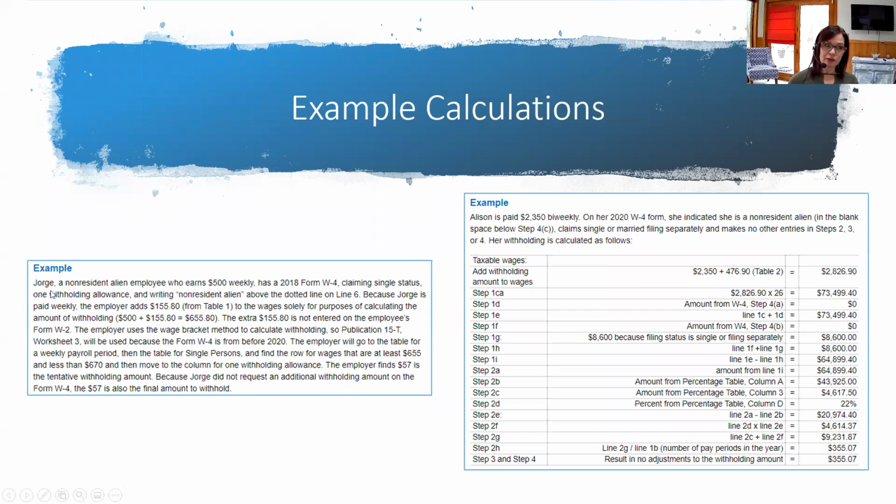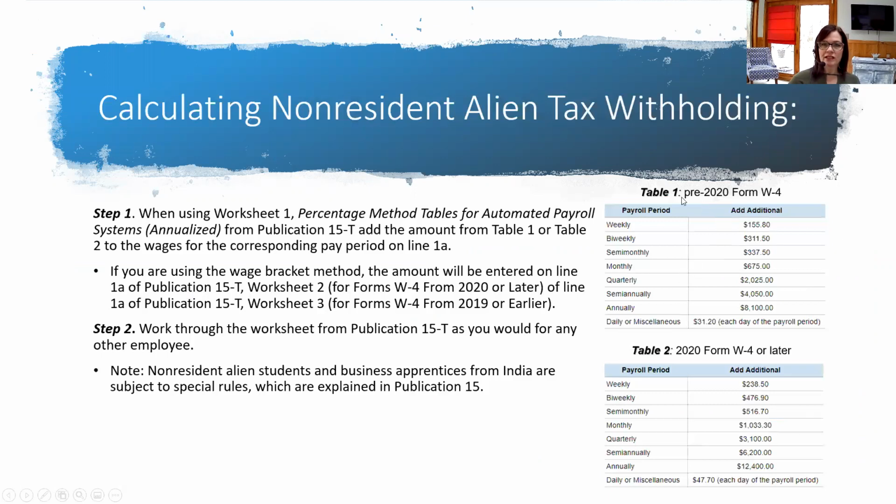Our first example is Jorge, a non-resident alien who earns $500 a week, has a 2018 Form W-4, so prior to 2020, claiming single status, 1 withholding allowance, and written non-resident alien above the dotted line on line 6. Because Jorge is paid weekly, the employer adds $155.80. Let me just show you. This is the pre-2020 table. He's weekly, so that's where the $155.80 is coming from.